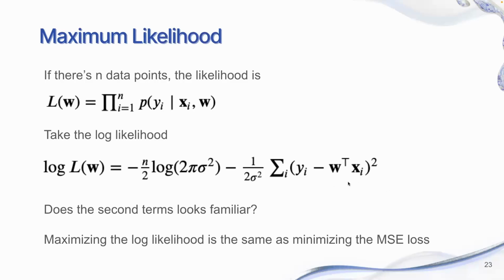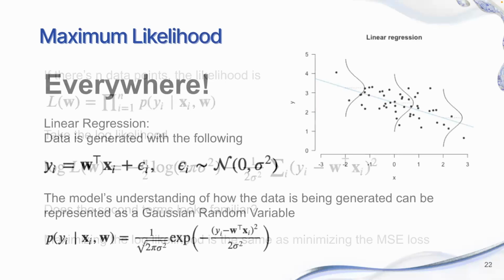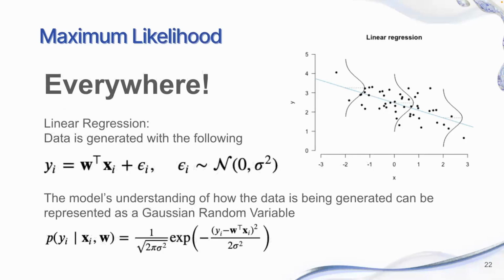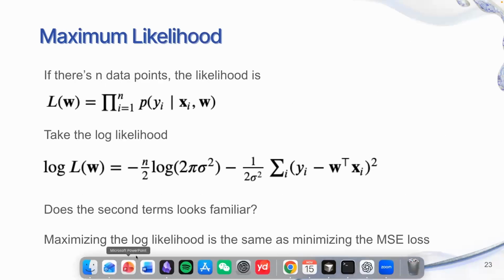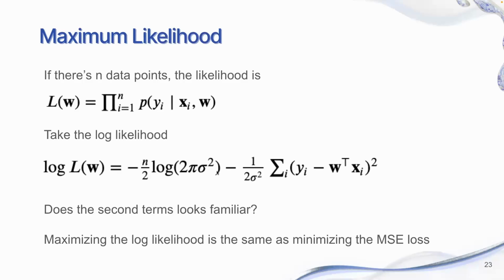Yeah, so this is exactly your mean square error loss when you're training your linear regression model, right? So you can see here that we're converting a linear regression model into a maximum likelihood estimation, because here what you want to do is maximize the log likelihood, right?